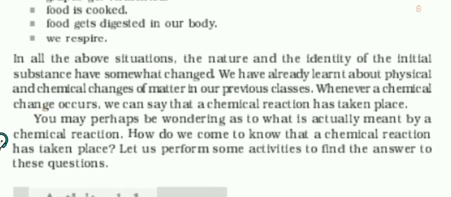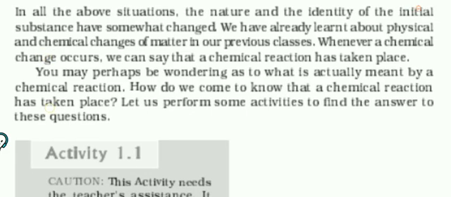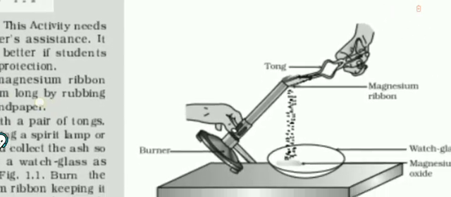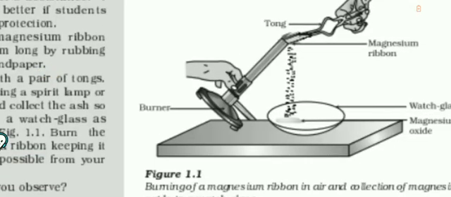We have already learned about physical and chemical changes. What is a physical change and what is a chemical change, we have learned. If there is a chemical change, that chemical change will be called a chemical reaction. And if you want me to define a chemical reaction, it is when two or more substances react and produce one or more new substances. An example of a chemical reaction which is given in your book is this one.